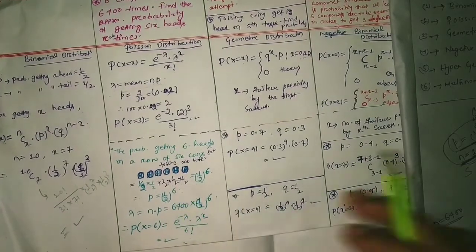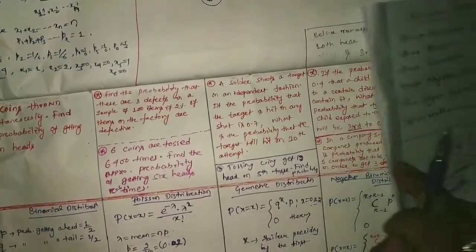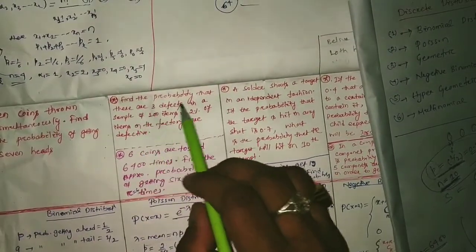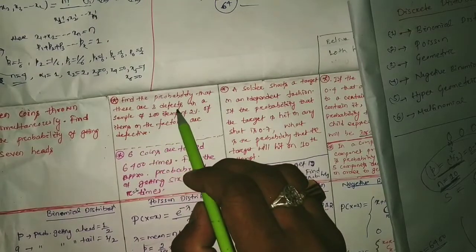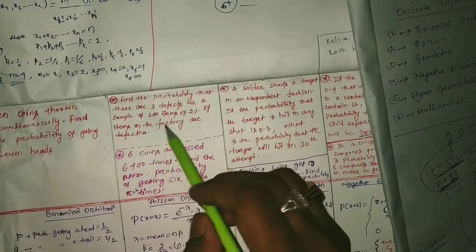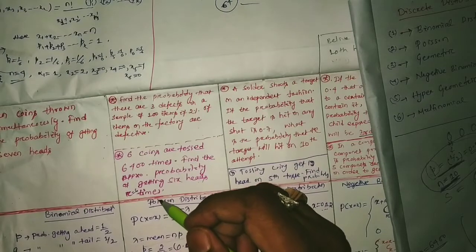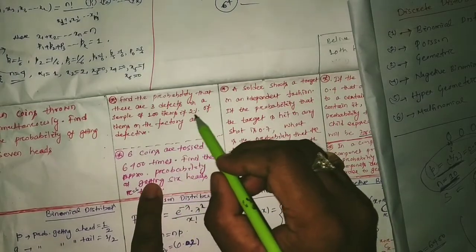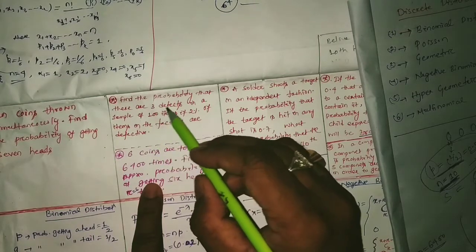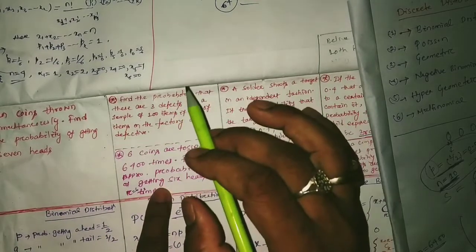Okay, so we are going to go for another question belonging to Poisson distribution. Here you can see, find the probability that there are 3 defects in a sample of 100 items if 2% of items in the factory are defective. So in the factory, how many items are there, we don't know, but it has been given that 2% of items are defective. So if we are going to consider 100 items, then 3 will be defective. What is the probability that is asked in this question?